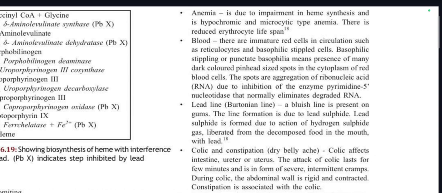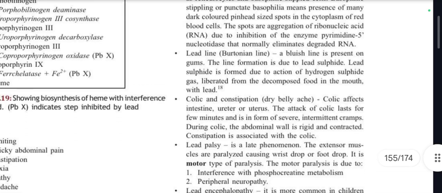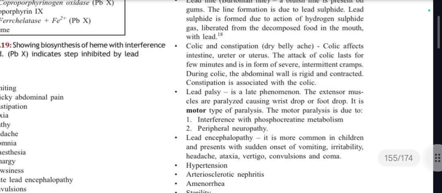Then we also learned about the Burtonian line. A bluish line is present on the gums. The line formation is due to lead sulfide. Lead sulfide is formed due to the action of hydrogen sulfide, liberated from the decomposed food in the mouth, with lead. What about colic and constipation? Dry bellyache. Remember, the word dry bellyache is an MCQ. Colic affects the intestine, ureter and uterus. The attack of colic lasts for a few minutes and is in the form of severe intermittent cramps. During colic, the abdominal wall is rigid and contracted. Constipation is associated with the colic.